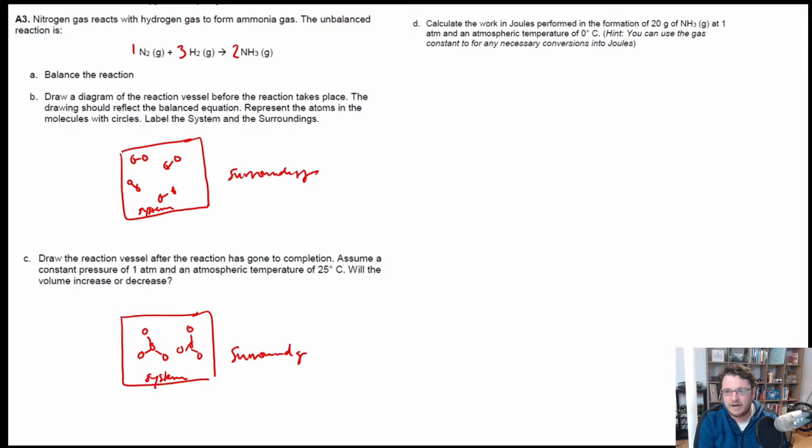And so if we're looking at this right here, and we're assuming that we're at a constant pressure of 1 atmosphere and an atmospheric temperature of 25 degrees Celsius, the question is, do we expect the volume to increase or decrease?